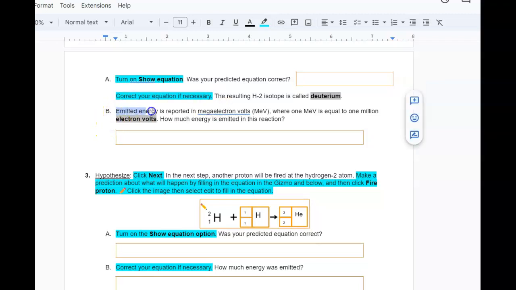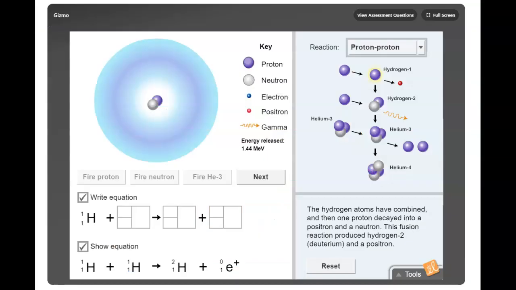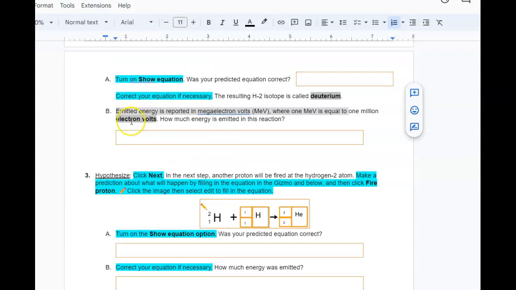Then question B, emitted energy is reported in mega electron volts, where 1 mega electron volt is equal to 1 million electron volts. How much energy is emitted in this reaction? Well, where do we find that? That's definitely somewhere on this gizmo, and here it is right here. So that would be the answer to question B.